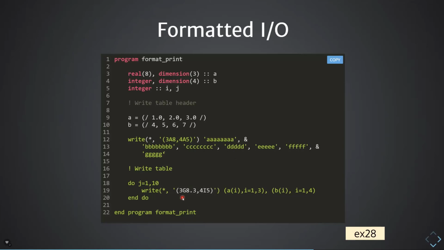So in this case, the first parameter I want to output is 3, so A, 1, 2, and 3. And those are floating point values. There are 3 of them. They should be 8 characters wide and 3 decimal points. And then after that come 4 integers with a width of 5.